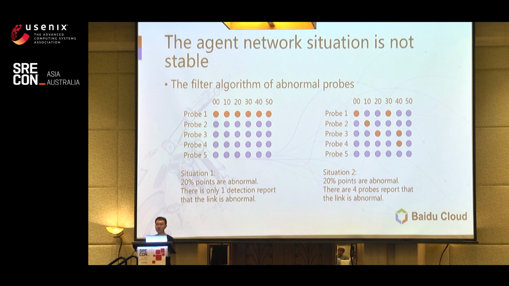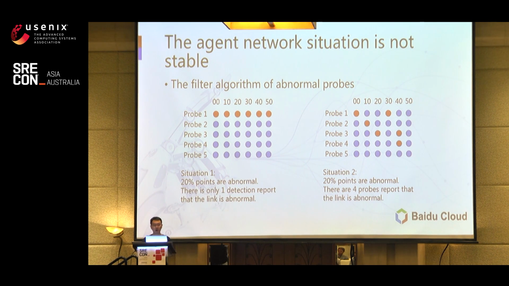We determine connectivity status by summarizing the probing results in 1 minute, because we have 5 probes and each probe sends requests every 10 seconds. We have 30 detection results in 1 minute. When the ratio of abnormal detection results exceeds a threshold, we conclude the link is abnormal. For example, we set the threshold to 20%. Let's look at the effect of the judgments.